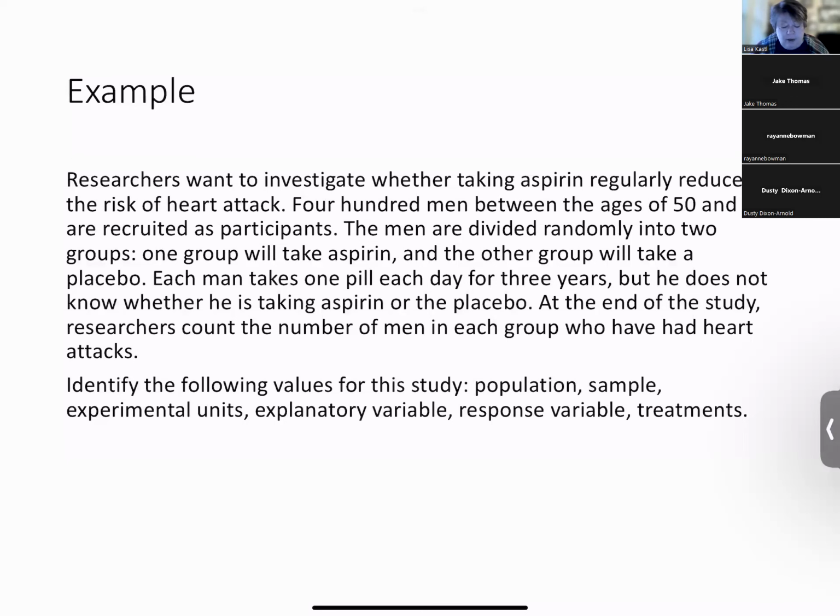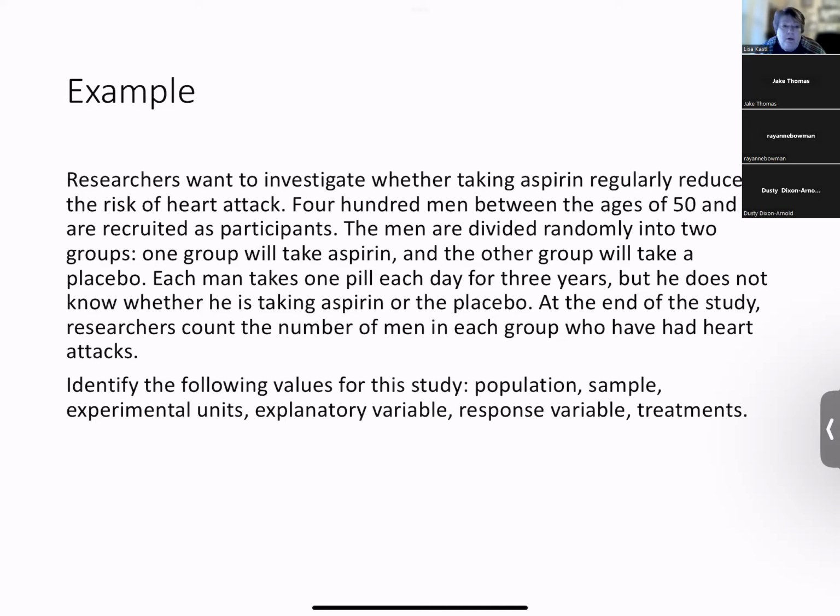So let's identify the following values for the study. What's the population? What's the sample? What are the experimental units? What's the explanatory variable? What's the response variable? And what's the treatment? Okay, so what's the population? Well, who are we interested in? Are we interested in men between 50 and 84? So the population of this study, the group that we're interested in, are men between the ages of 50 and 84.